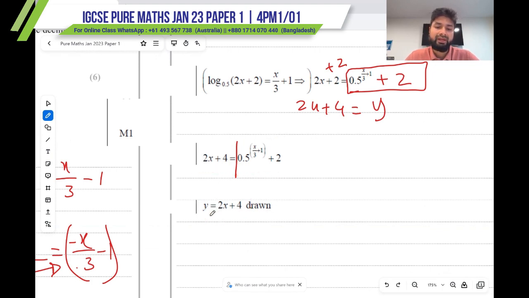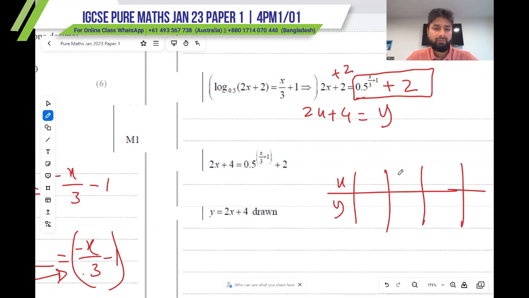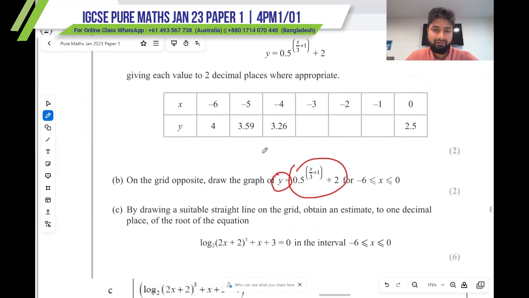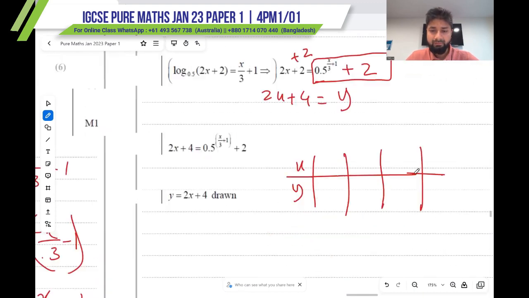Now, with this linear equation, we have to draw it. How to draw a linear equation? It's easy. We'll just take any 3 points. Let's take -5, -2, and 0. When we substitute -5 into x, it becomes -10 + 4, which is -6. So y will become -6. If I substitute -2 into the equation, -4 + 4, it's 0. And when I substitute 0 over here, it becomes only 4.